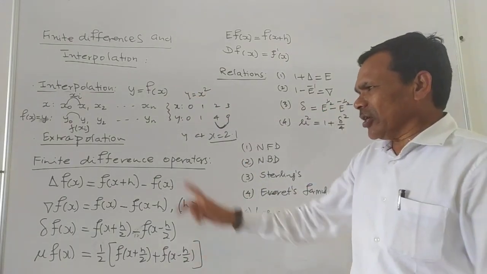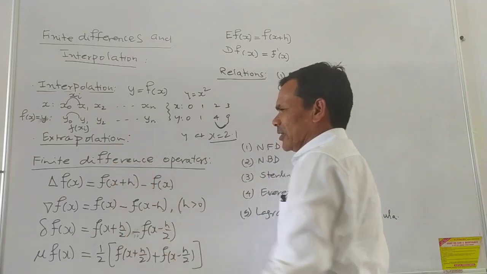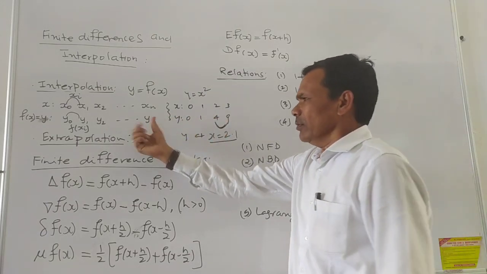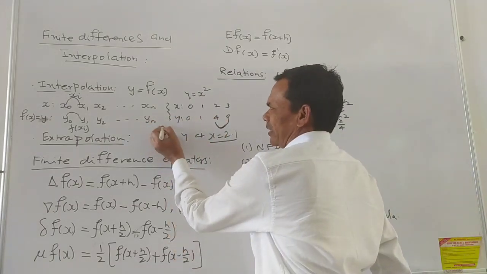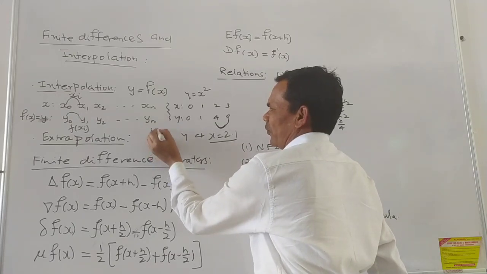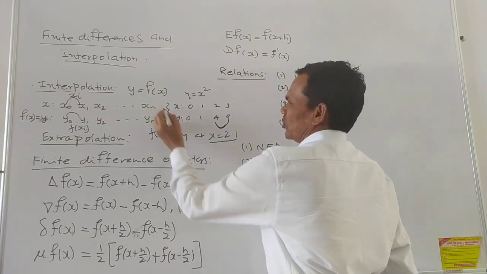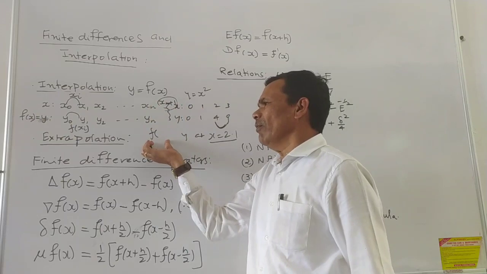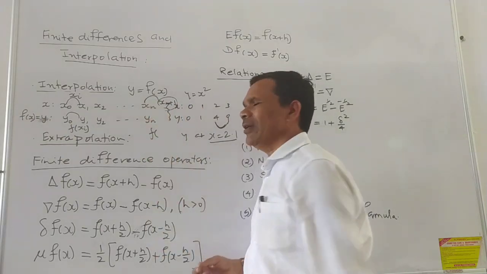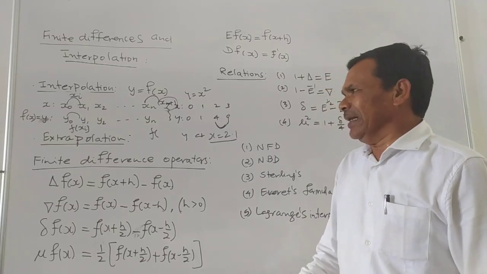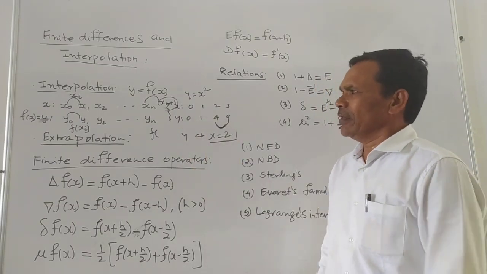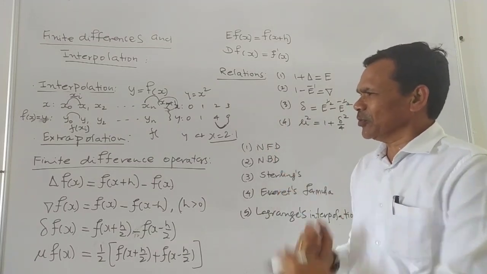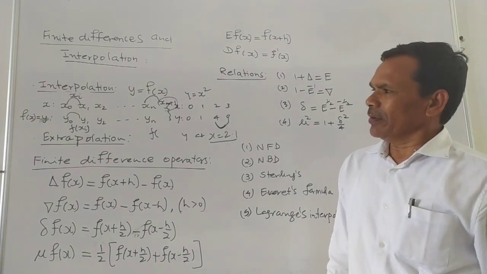Now extrapolation is another term here. What is meant by extrapolation? Extrapolation is finding the value outside the range of the independent variable for the function. Suppose xn plus 1 is not given, and you need to find the value of y for some value beyond xn. That is extrapolation. Extrapolation means finding the value outside the range.